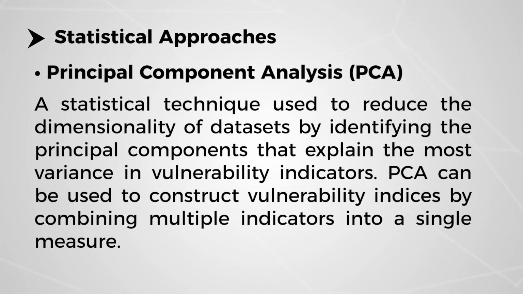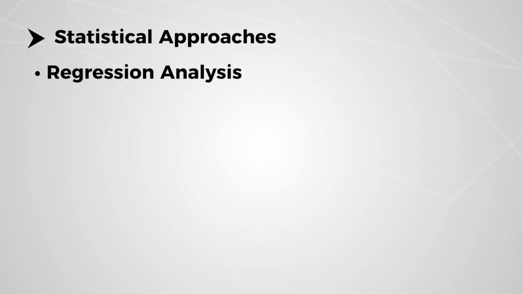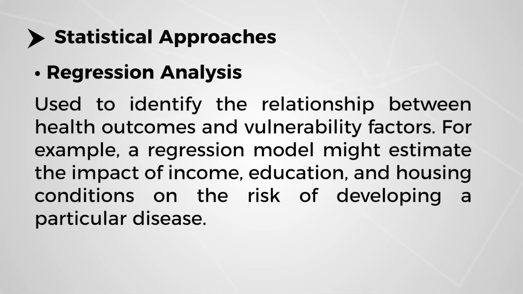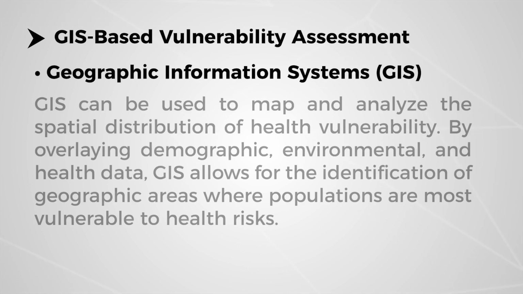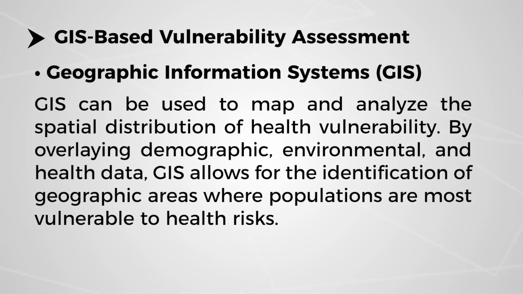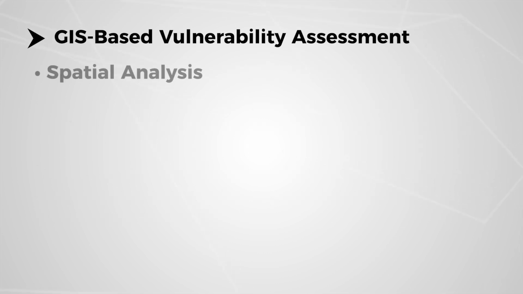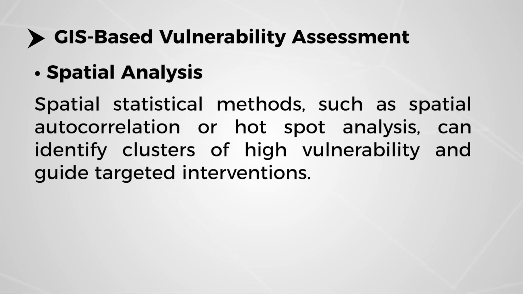Okay. Then we have another approach we often use, regression analysis, used to identify the relationship between health outcomes and vulnerability factors. Also GIS-based vulnerability assessment, applying remote sensing and geographical information systems. GIS can be used to map and analyze the spatial distribution of healthcare vulnerability. And spatial statistical methods such as spatial autocorrelation or hotspot analysis can identify clusters of high vulnerability and guide targeted interventions.